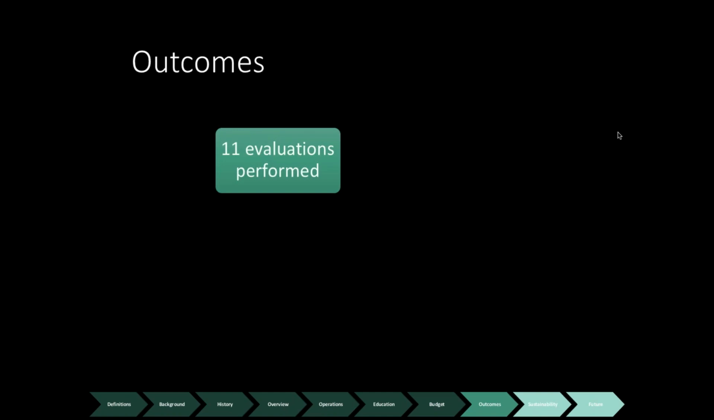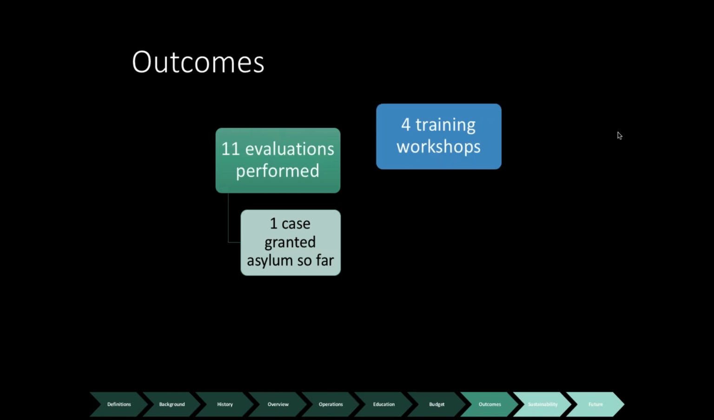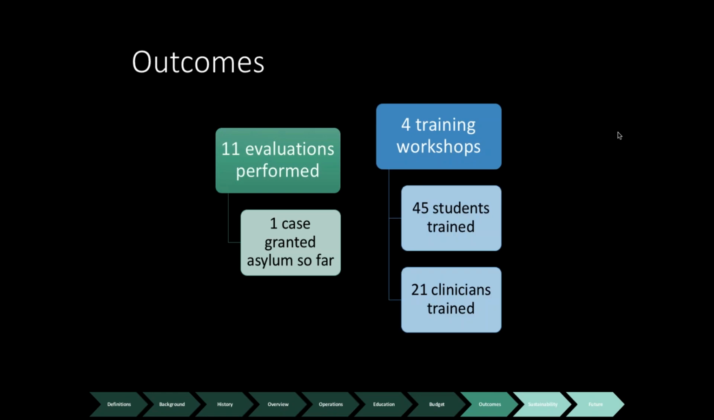As far as the outcomes, starting the asylum program and then looking forward to where we're at today. So far, we've performed 11 evaluations, and 1 case has been heard and granted asylum so far. Additionally, we've held 4 training workshops, 1 in the fall and 1 in the spring over the last couple of years. We've trained 45 Georgetown students and 21 Georgetown clinicians. There are additional clinicians not associated with the university that we've trained as well.